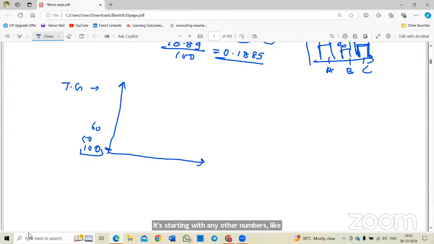Ma'am, I have a doubt. If in an option it's given missing baseline and the second option is truncated graph, then both are correct, no, in this option? Yes, yes.